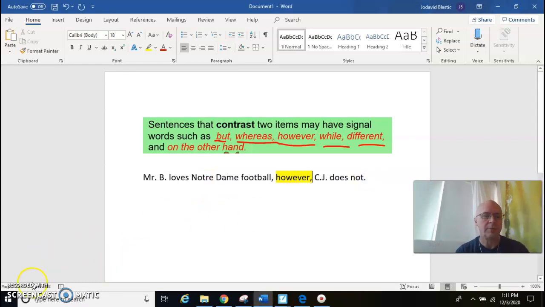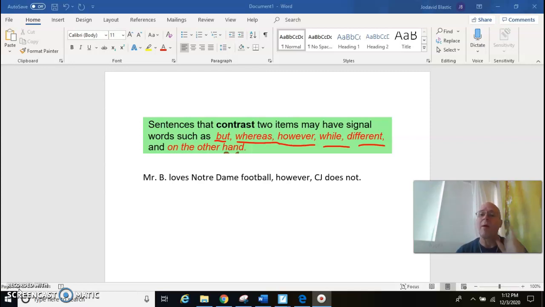So let's try this sentence here. Mr. B loves Notre Dame football. However, CJ does not. That's telling you that these two things are different. Mr. B loves it. CJ does not. However, you wouldn't say Mr. B loves candy. However, CJ does too. That doesn't work. However is a contrasting word. That tells you we're talking about differences here.